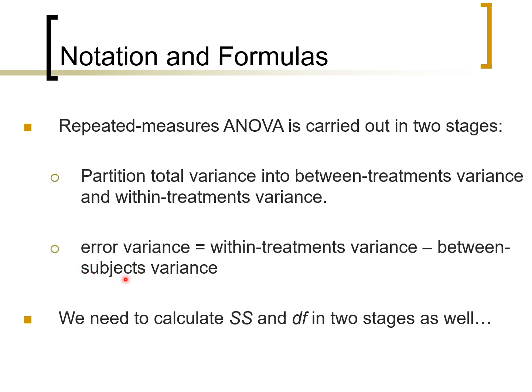But since we know we can link those numbers together, we can then say we understand that variability and can take it out of the total within treatments variance. So of course then we need to calculate the sums of squares and degrees of freedom for those 2 components as well.